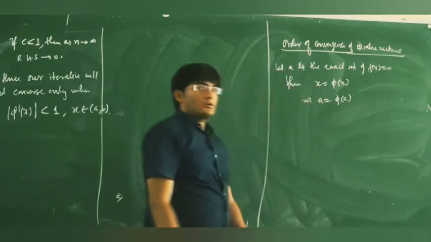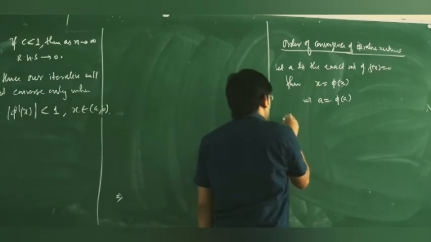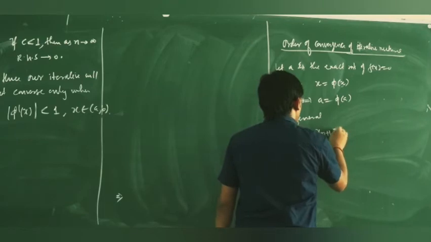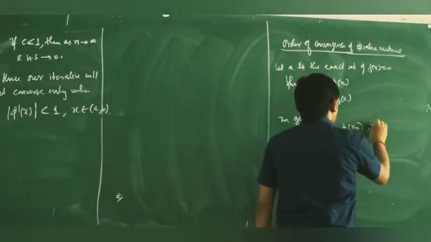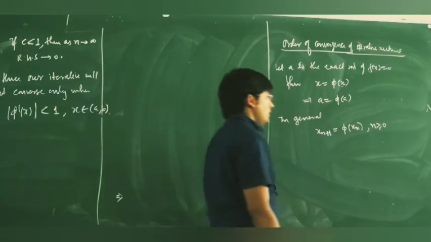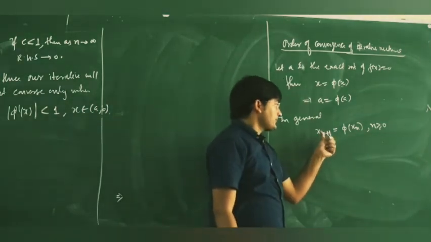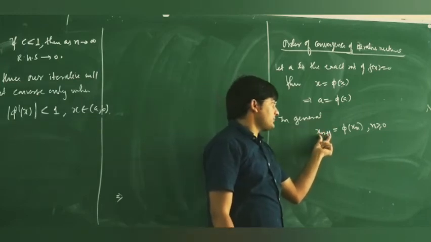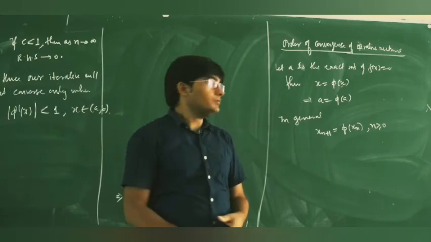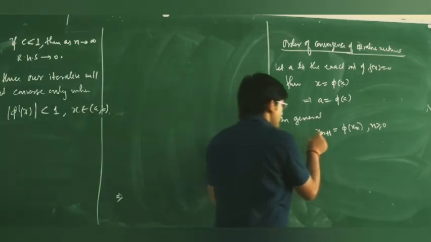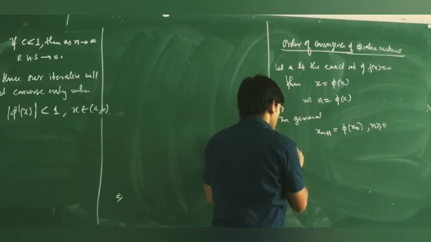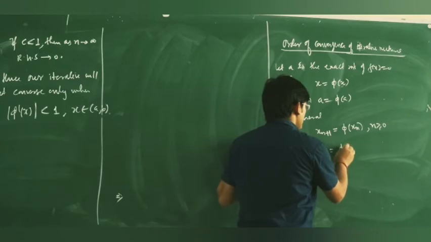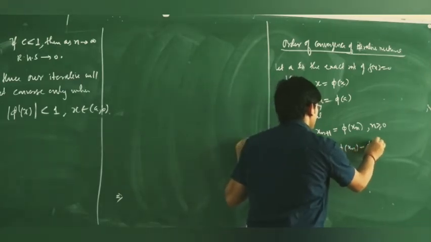Now, in general, the iterative method is x_{n+1} equal to phi of x_n, where n is greater than or equal to 0. So in general, the fixed point iteration method gives x_{n+1} equal to phi of x_n. Now, let us subtract a from x_{n+1}. So from here we have x_{n+1} minus a equal to phi of x_n minus phi of a.